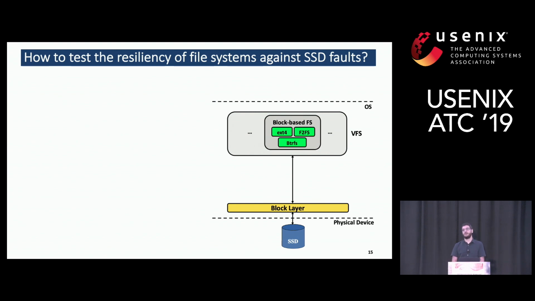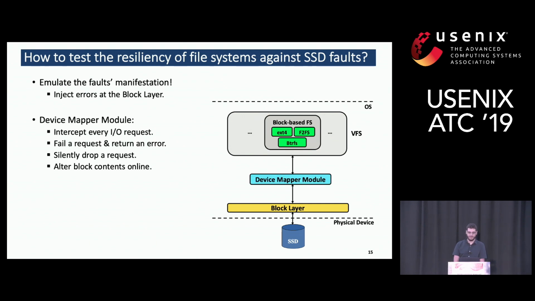So, considering that the SSD itself cannot be modified, and also that we prefer not to modify the source code of file systems, we had to come up with a different way to test the resiliency of file systems against the different SSD faults. An important observation that we made was that all these things look exactly the same at the block layer. And for this reason, we decided to emulate the fault's manifestation by injecting errors at the block layer. Specifically, we implemented our own device mapper module, which sits in between the file system and the block layer, and is capable of intercepting every single I/O request.